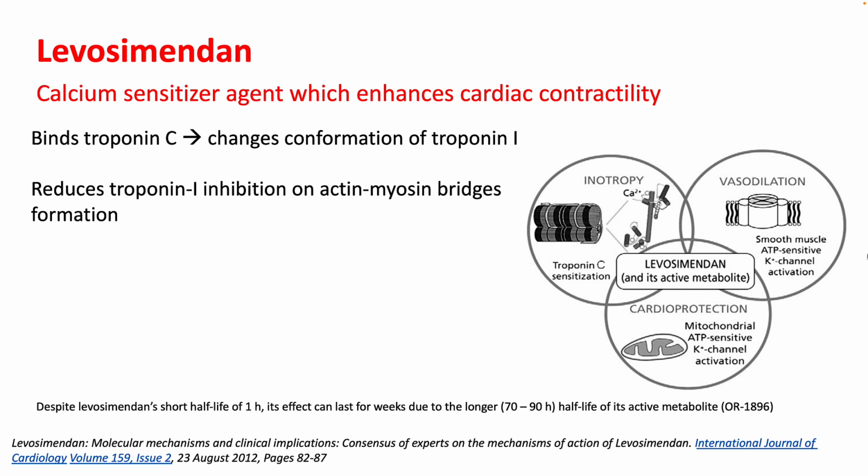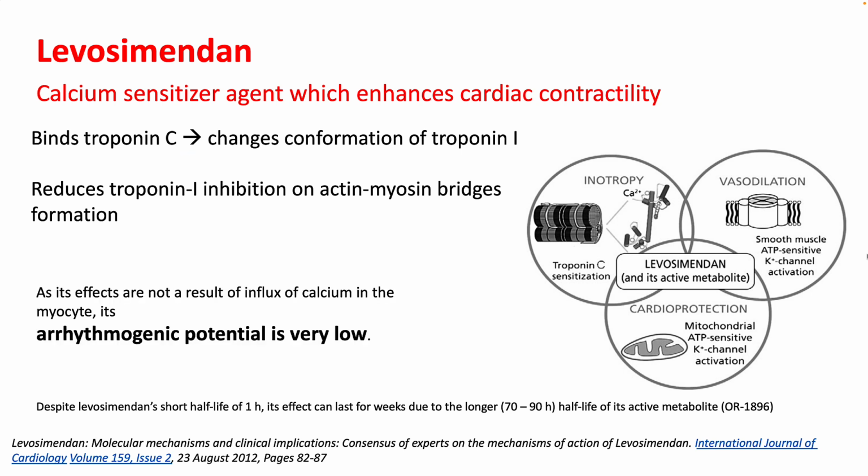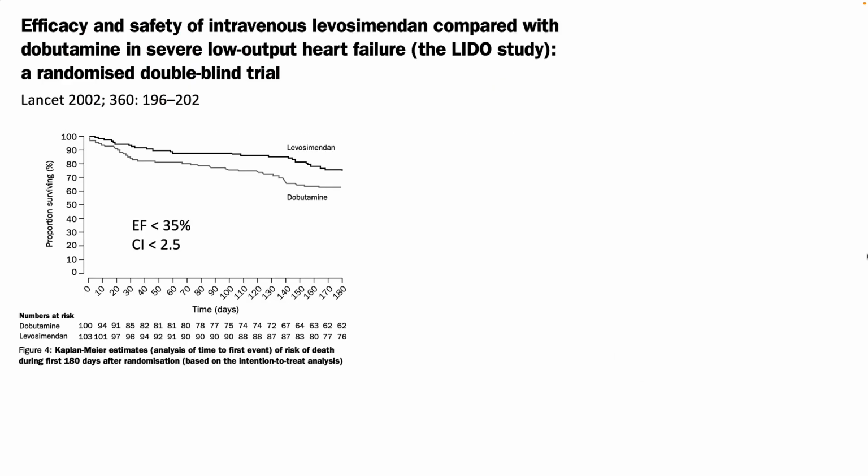Levosimendan is a calcium sensitizer. It binds troponin C and changes the conformation of troponin I, therefore reducing troponin I inhibition on actin-myosin bridge formation. Since it does not result in influx of calcium, its arrhythmogenic potential is very low. Its half-life is pretty short. However, its effect can last for more than a week due to the half-life of its active metabolite.